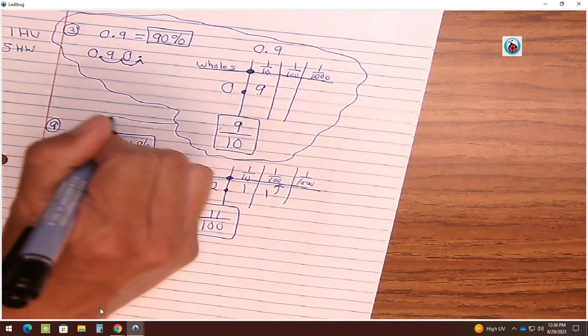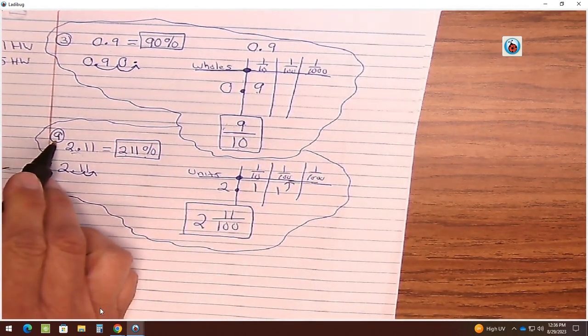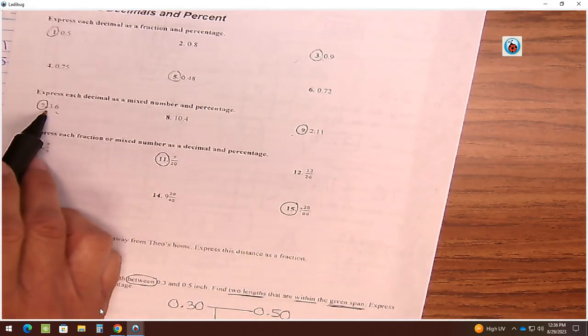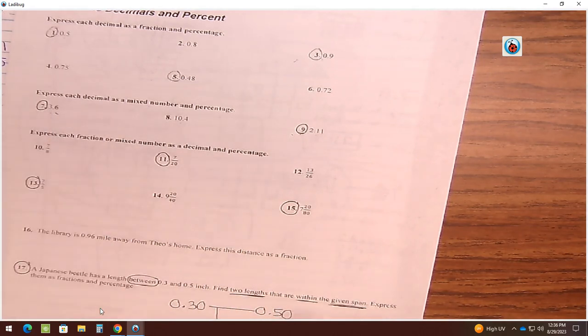Now there was some wholes. So then we just bubble in. And we're done with number 9. And we share that. The way I did number 9, you're going to do this one, the 3.6, there's 3 wholes. How I did number 9, you're going to do number 7.